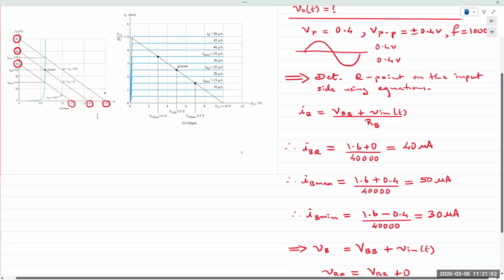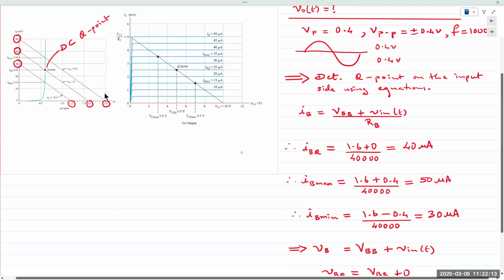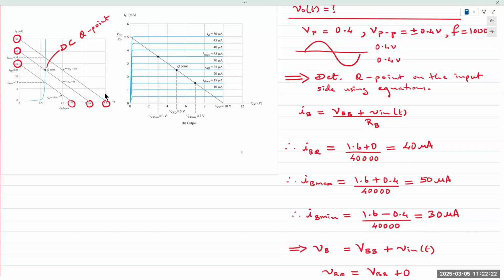3 points on the y-axis, 3 points on the x-axis, linear line. Draw those lines, and you get 3 intersection points. The intersection point in the middle is your original DC Q point. Okay, that is solely due to the DC biasing voltage, nothing else, because Vin of t, the AC input, is equal to 0. And then as we increase Vin, sinusoidal, square wave, doesn't matter, as Vin increases, that Q point moves up and down the load line.